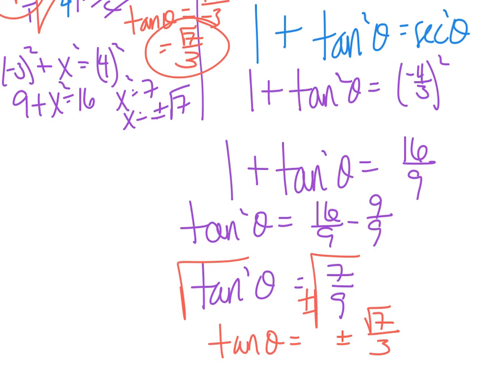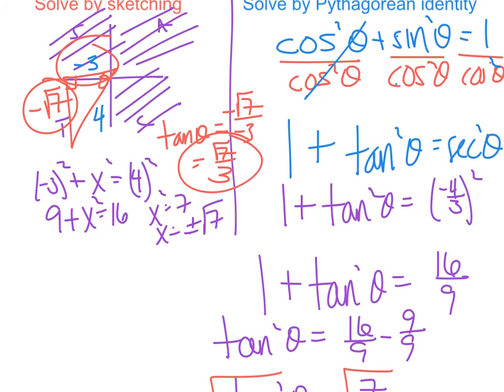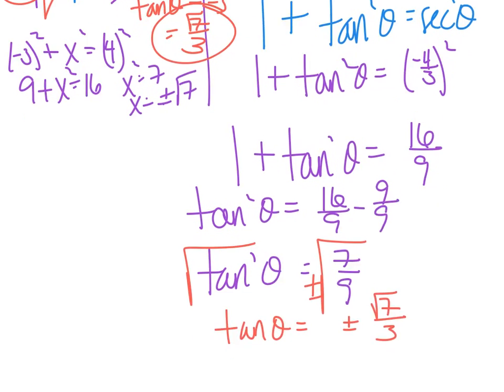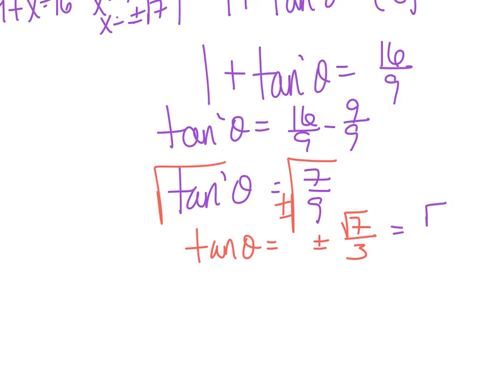And then again, I just have to determine if I want a positive or negative. Well, based off the quadrant, in quadrant 3 where tangent's positive, I would say that's a positive radical 7 over 3. And there you have it.